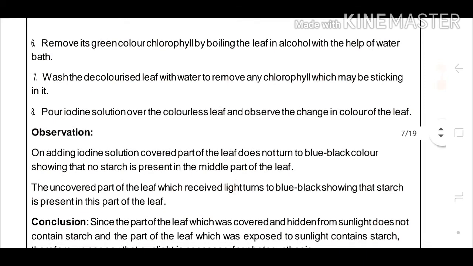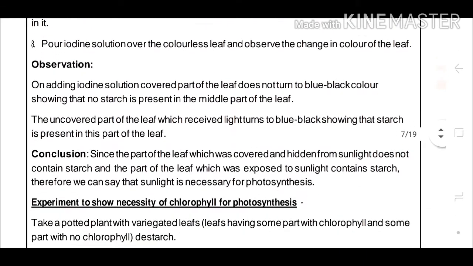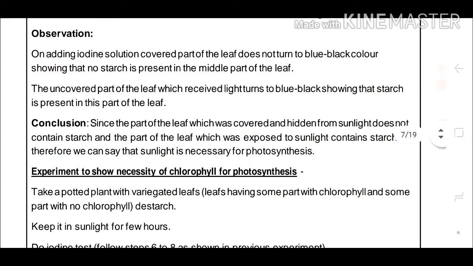Observation. On adding iodine solution, the covered part of the leaf does not turn blue-black in color, showing that no starch is present in the middle part of the leaf.